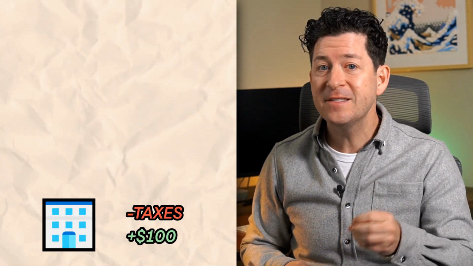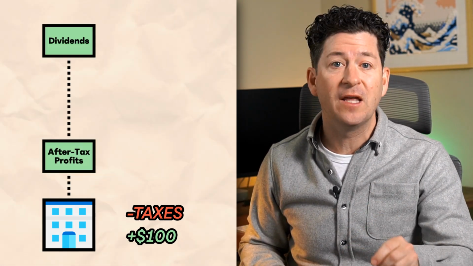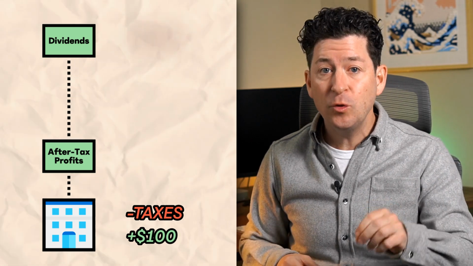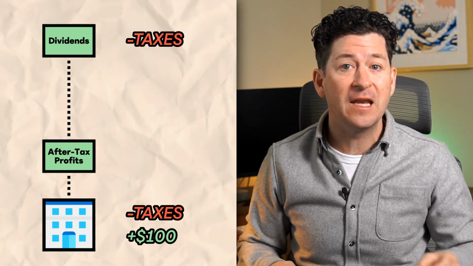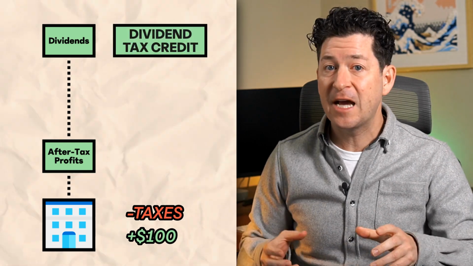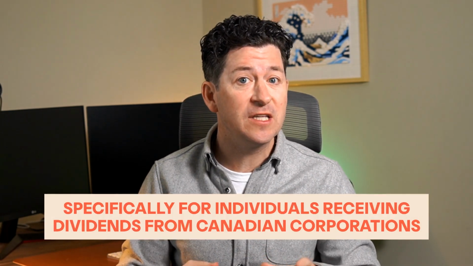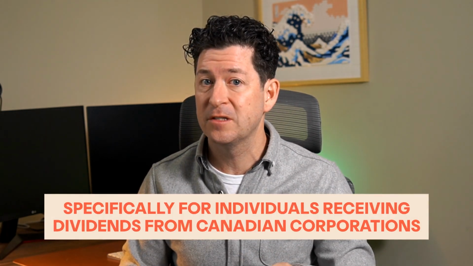Let's say a corporation earns $100 in profit. It pays taxes on that amount and then distributes the remaining profit to you as a dividend. Without the dividend tax credit, you pay taxes on the entire amount again, even though part of it has already been taxed at the corporate level. The dividend tax credit steps in to prevent that. It's important to note that this tax credit is specifically for individuals receiving dividends from Canadian corporations. If you're receiving dividends from a foreign company, or if your corporation is earning dividends, the tax credit doesn't apply.